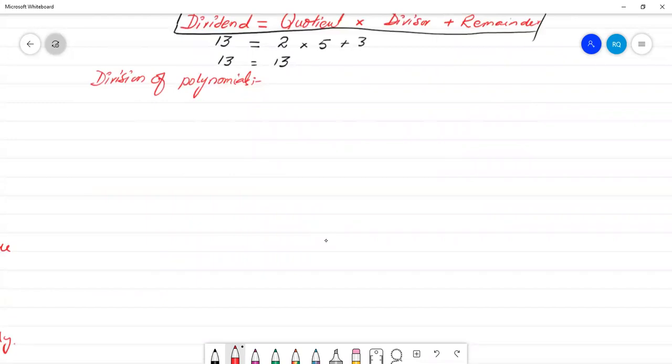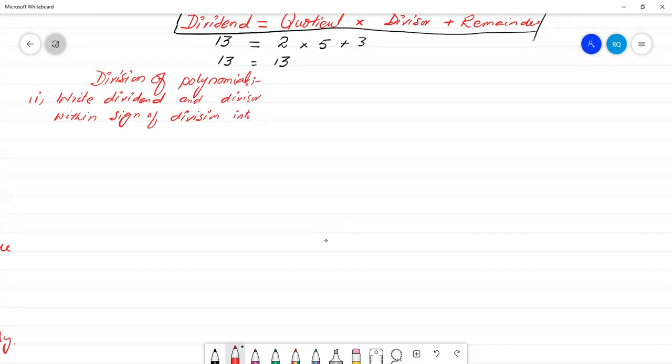There are 3, 4 steps. The first step is: write dividend and divisor within the sign of division into descending order.